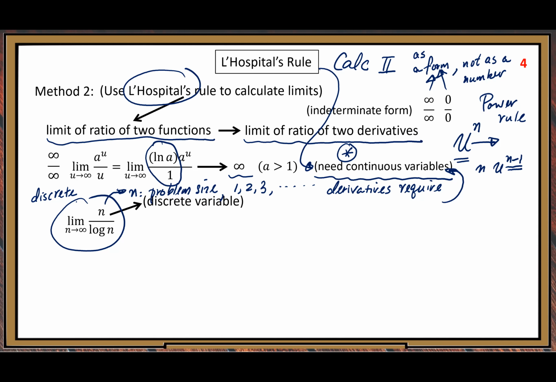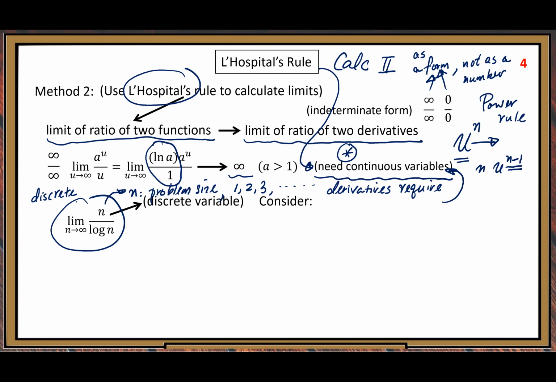All right, discrete variable. The logic is we convert the discrete variable to a continuous variable first before we do the calculation. Before we apply L'Hopital's rule, we do the conversion from discrete variable to continuous variable. So how to do that?